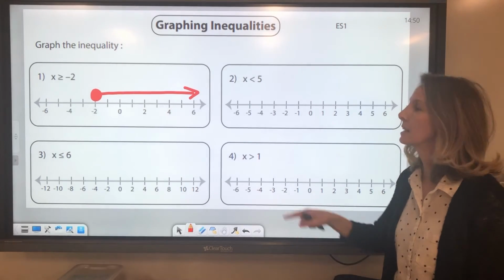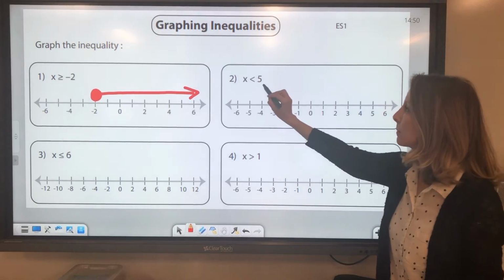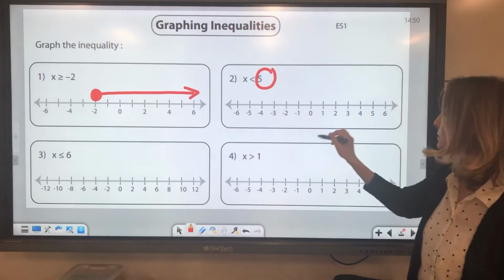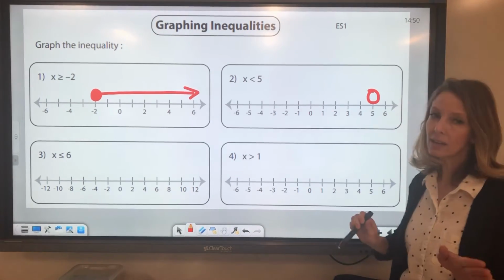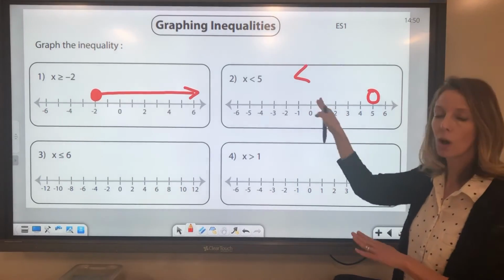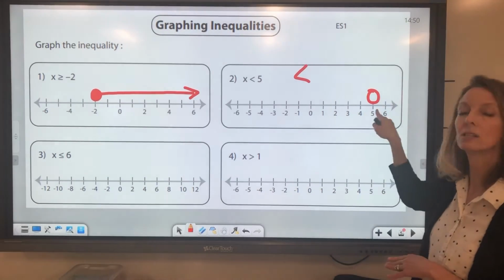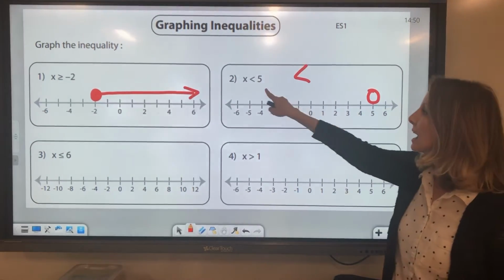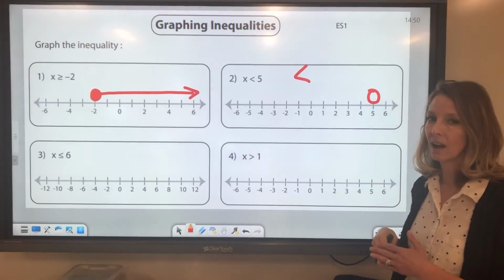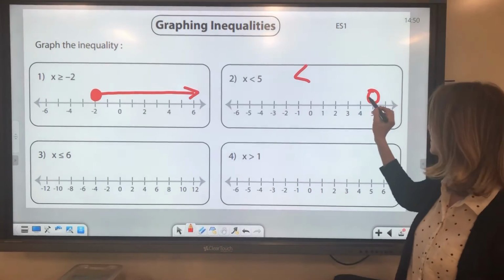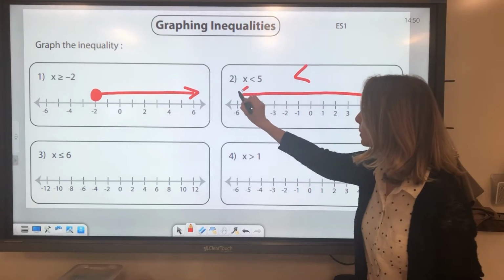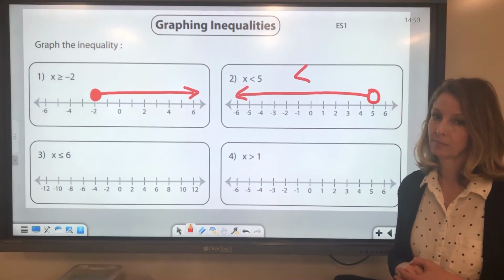X is less than 5. So again, my number here is 5. That's where I'm going to put my circle. The symbol here, though, was just a less than. There's no line underneath there, so I'm going to leave it as an open circle. And it says x is less than 5. So x could be 4 or 3 or 0 or down into the negatives. In other words, we are going in that direction.